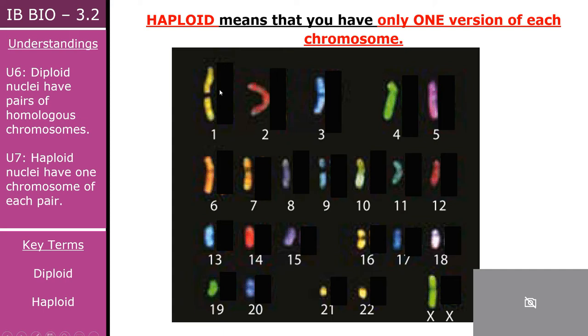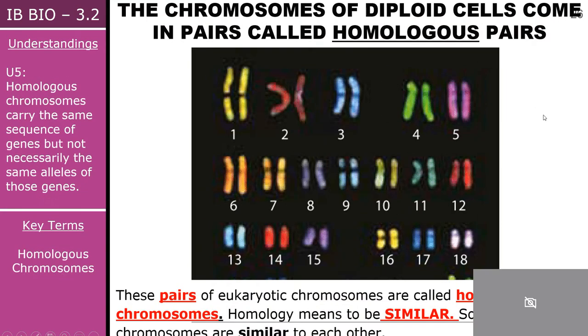Haploid, on the other hand, means that you only have 1. So we have chromosomes 1 through 23 in this human here, and we only have 1 version of each of these chromosomes. That is what haploid means. It only means you have 1 version of each chromosome. So going back to, again, here's our diploid karyogram. And remember, diploid means that you have 2 versions of each chromosome.